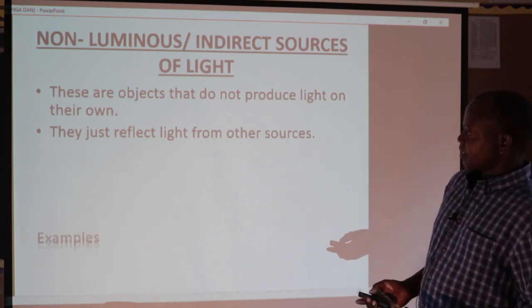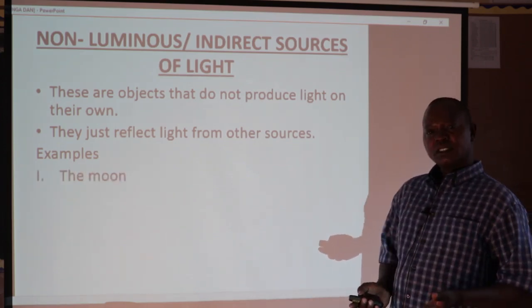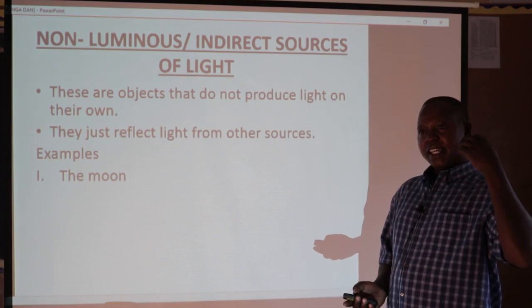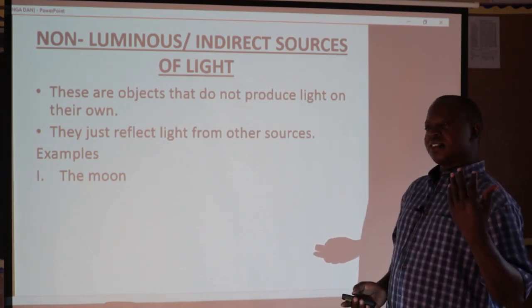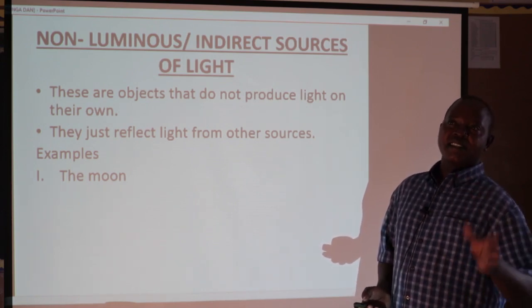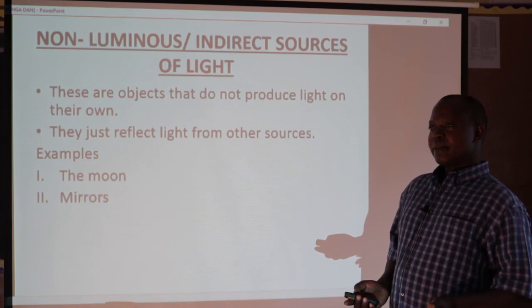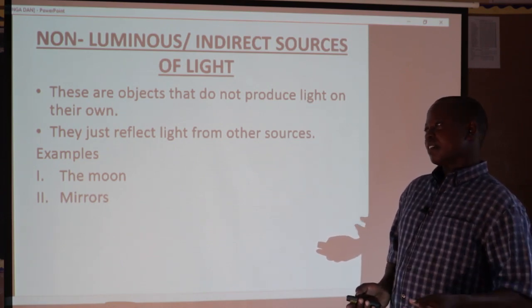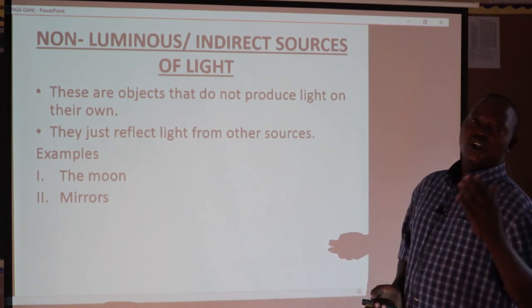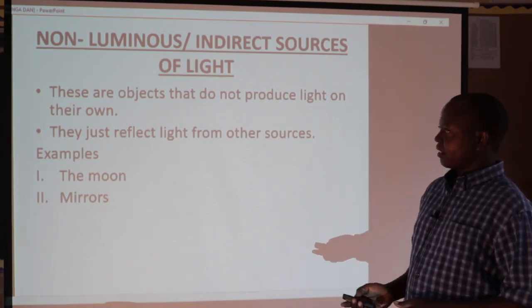Let's just look at some examples. We have the moon. The moon is a natural object that exists on its own, but cannot produce light, but instead it reflects light from the sun. We also have the mirrors. We have dressing mirrors, driving mirrors. All of those ones do not produce light on their own, but what they do, they reflect.